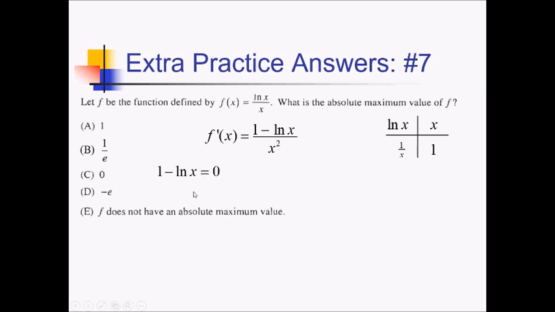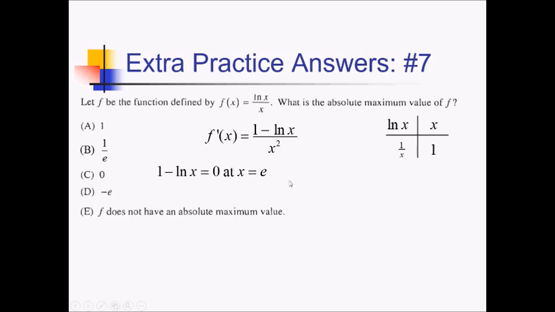And if I go ahead and solve this logarithmic equation real quick, I can add ln of x over here. So I have 1 equals ln of x, and then if I just raise e to both sides, I get rid of the ln. So x then is going to equal e to the 1, or just plain old e. So that takes care of the numerator. That zeroes out the fraction. That's one critical value, e.